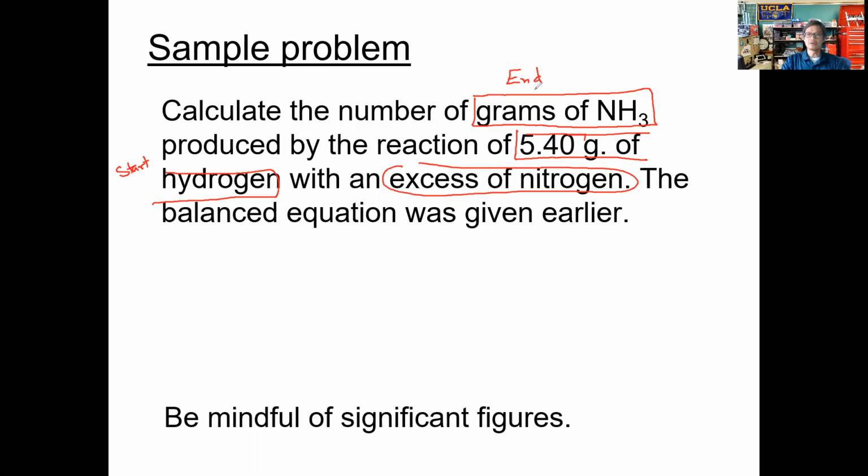The conversion here is between hydrogen and ammonia. But this is a chemical reaction, so the very first thing we always have to start out with is the balanced equation. Let's go ahead and start out with the balanced equation, and make sure you have this here. I'm going to get a screen that's going to help us here, so let me clear this out.